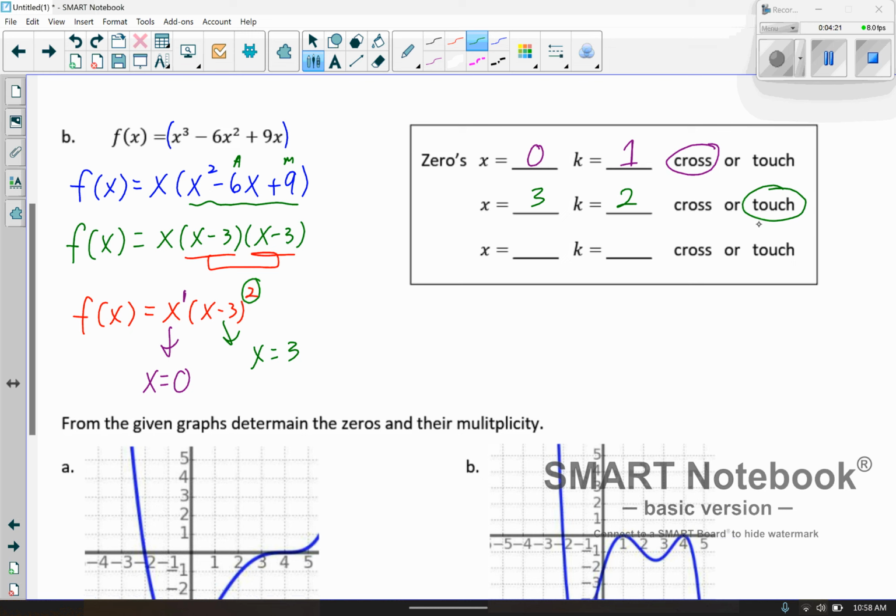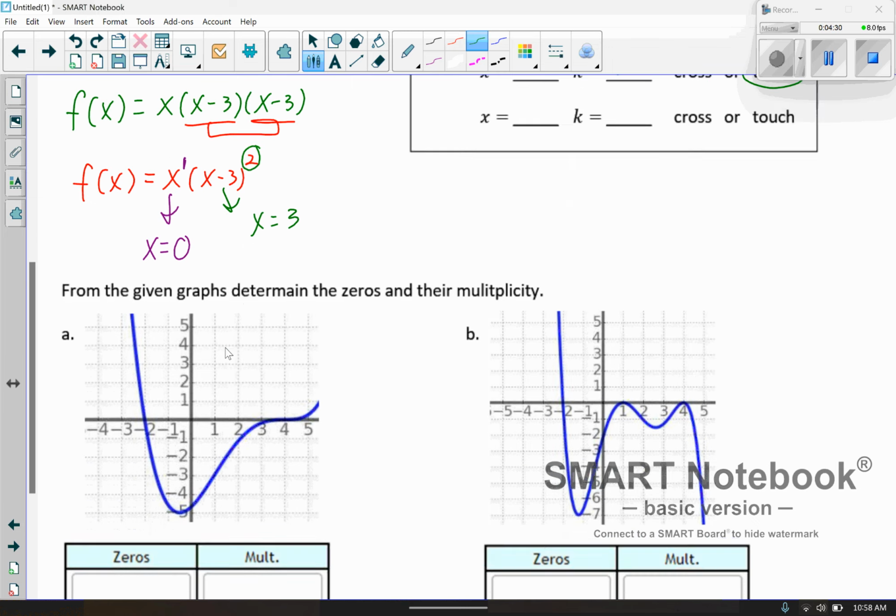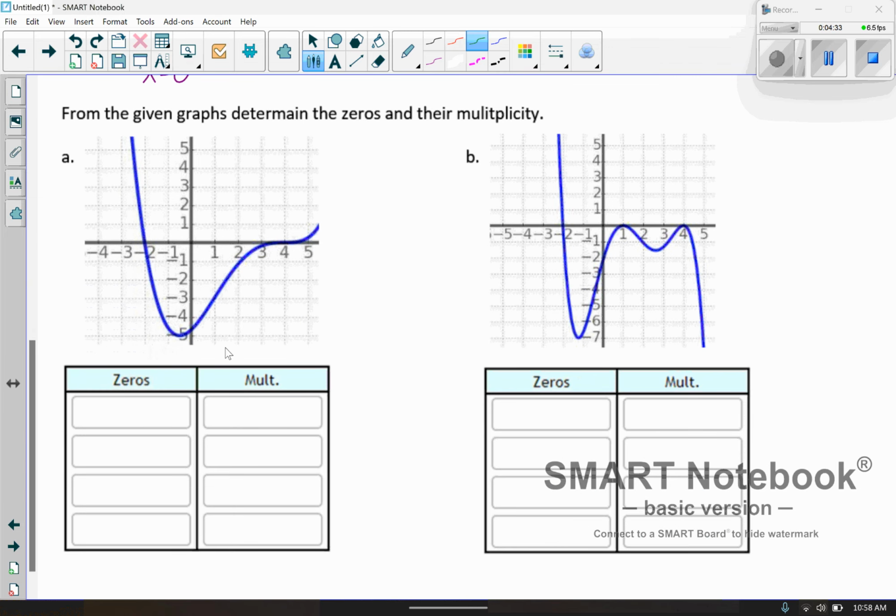Now we're going to look at some pictures of graphs and determine their multiplicity by looking at the shape of how it looks. From the given graphs, determine the zeros and their multiplicity. I'm just going to go from left to right. You can see right here, we have a zero at -2, and its multiplicity is going to be a 1. Remember, if it just cuts through like a straight line, it's a multiplicity of 1.